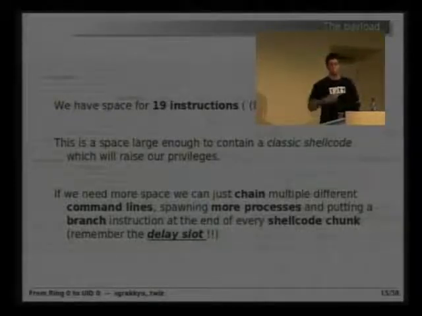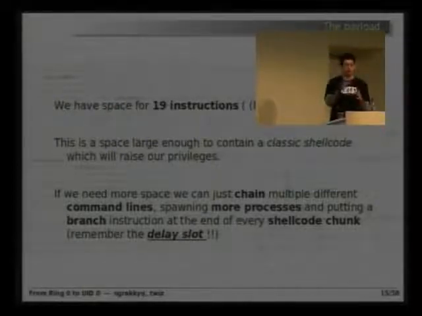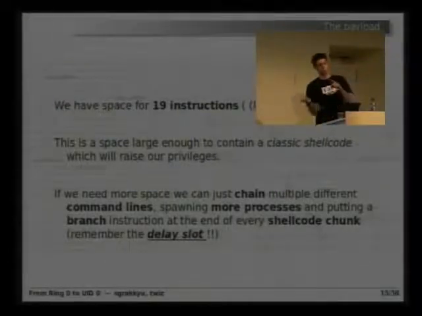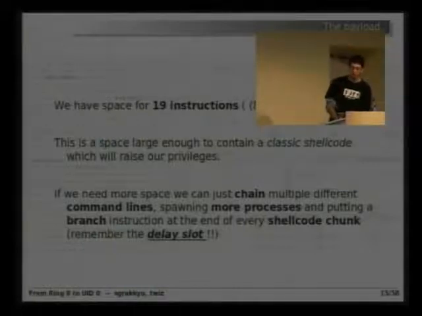We can launch 10 processes, gather 10 different addresses, and we will have all the space of every single command line. We just put a branch at the end of our shellcode. Remember the delay slot on Solaris? So remember to put an instruction after your jump, which will actually be executed before transferring the control, and then you're done. You have your shellcode.